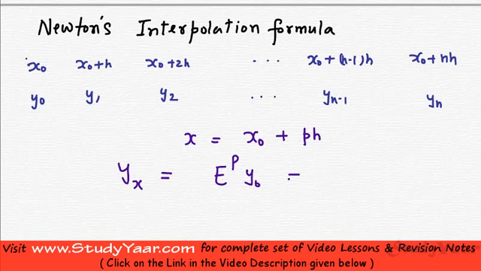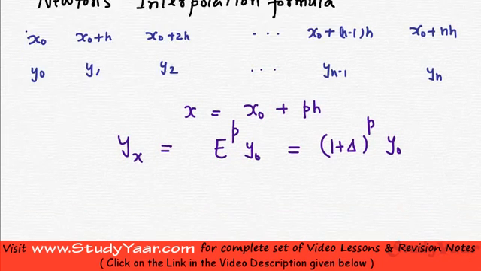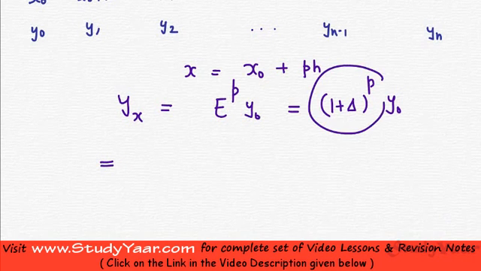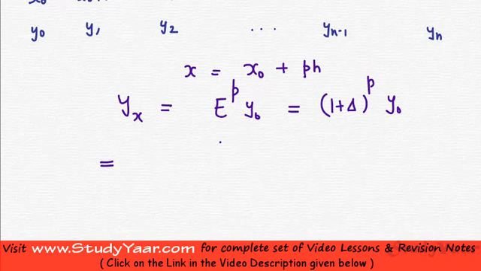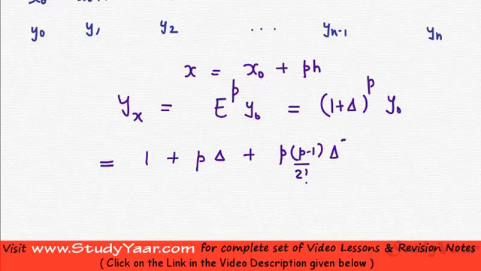Now we know that E is equal to what? E is equal to 1 plus delta. So I have 1 plus delta raised to power p, operating on y0. You can have this as small p because we have taken it as small p. Essentially, you can expand this using your binomial theorem, and what you have is 1 plus p delta plus p into p minus 1 upon 2 factorial delta square plus p into p minus 1 into p minus 2 upon 3 factorial delta cube, and so on.